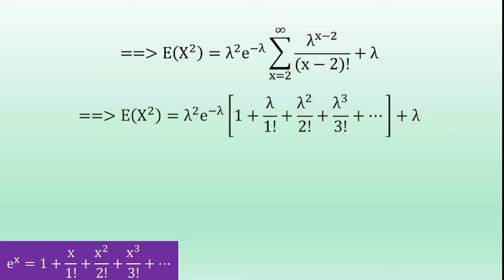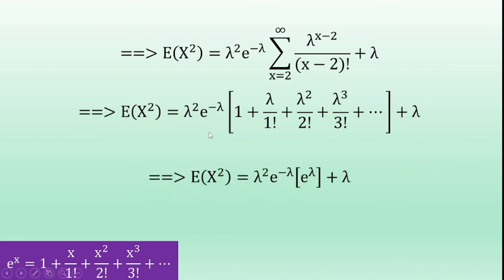This term within the bracket is the expansion of e power lambda. Therefore expectation of x square is equal to lambda square into e power minus lambda into e power lambda plus lambda. So e power minus lambda into e power lambda is e power 0, which is 1. Therefore expectation of x square is equal to lambda square plus lambda. So this is the equation of the mean square value of the Poisson random variable.